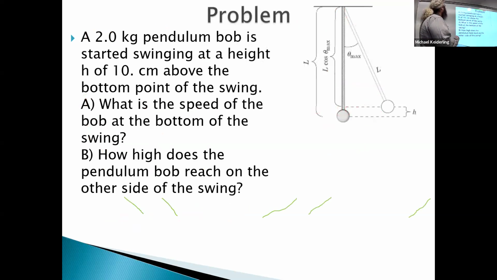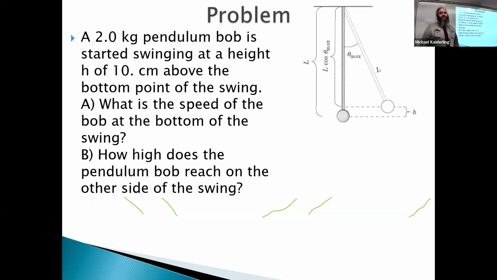So here we have a pendulum. If we have a 2-kilogram pendulum bob, it started swinging at a height 10 centimeters above the bottom point of the swing. So what's the speed of the bob at the bottom of the swing when its height has dropped by 10 centimeters? And how high will the pendulum bob reach on the other side of the swing?